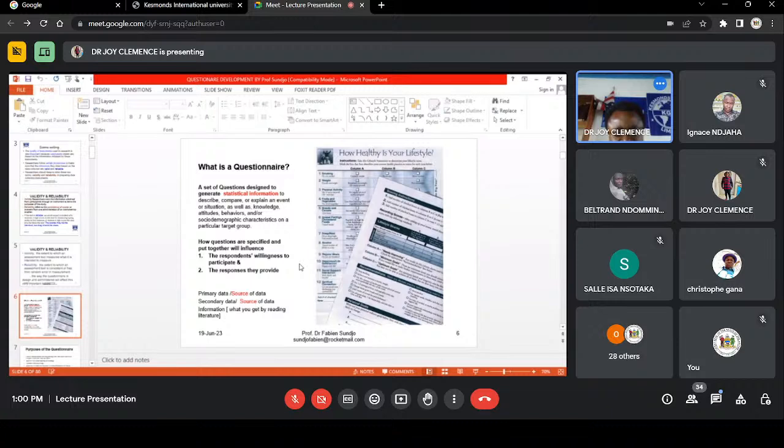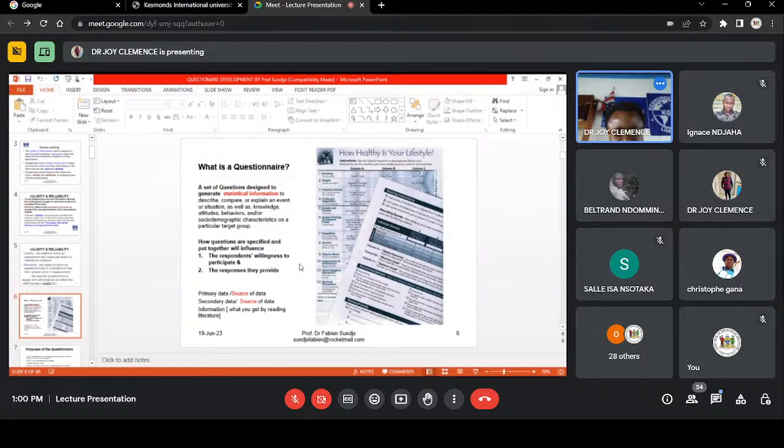If the questionnaire is poorly designed or poorly constructed, it will influence the willingness of the would-be respondent to participate. So there are some technicalities that we must use to increase the willingness to respond.